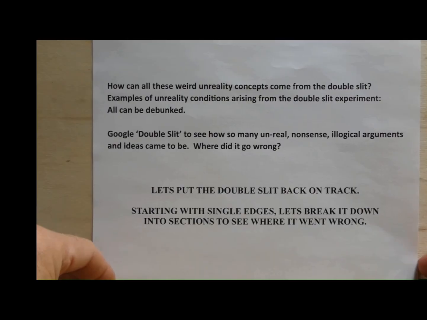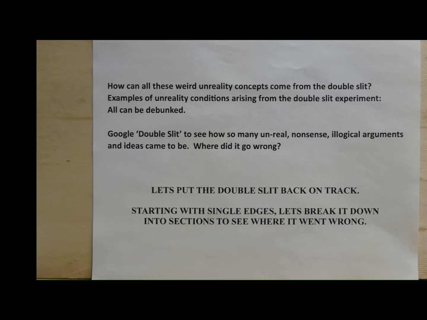Bear with me a little further. How can all these weird unreality concepts come from the double slit? Examples of unreality conditions arriving from the double slit all can be debunked. Google double slit to see how many unreal, nonsense, illogical arguments and ideas came to be. Where did it go wrong? Let's put the double slit back on track.